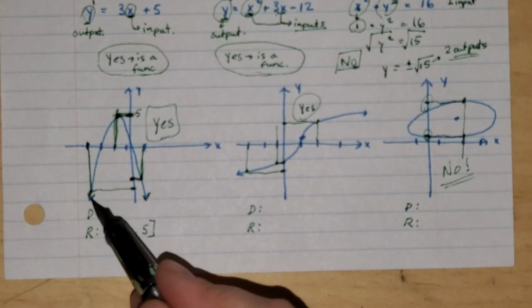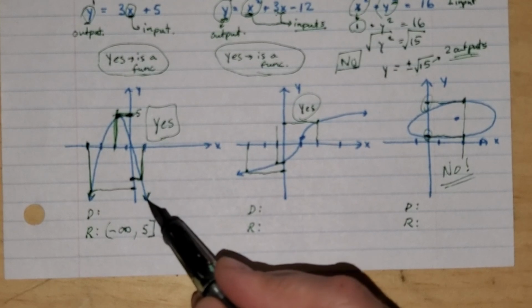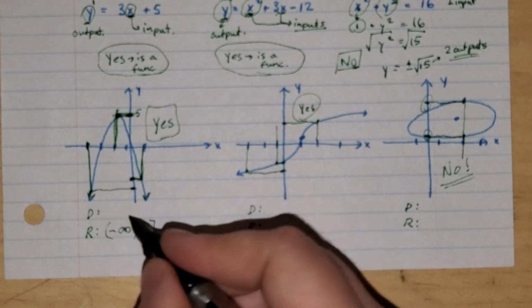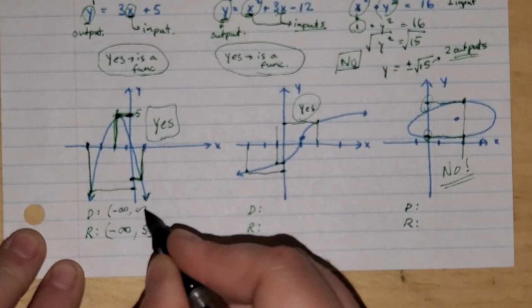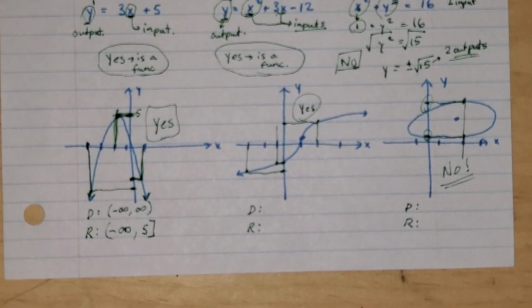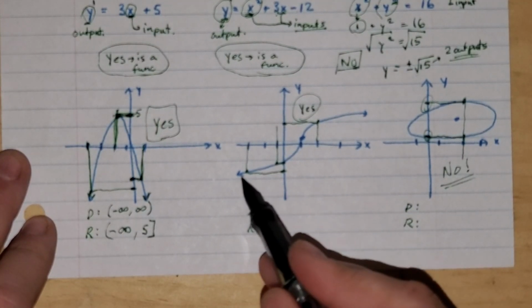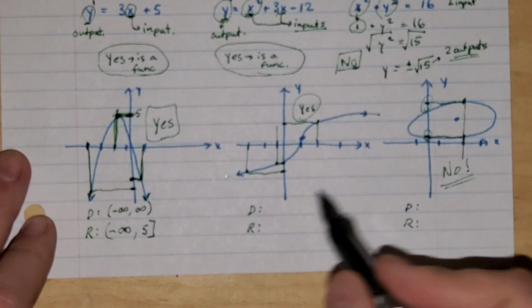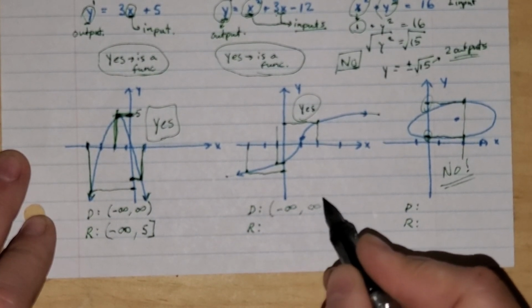Well, what's the domain? Well, look at this arrow. This says it's going to keep going down and to the left. This says it's going to keep going down and to the right. So the domain is all real numbers, or negative infinity to infinity. Okay? And you can find that real easily with the graph. All right, cool. So, domain. Well, it keeps going left. It keeps going right. So the domain would be negative infinity to infinity.